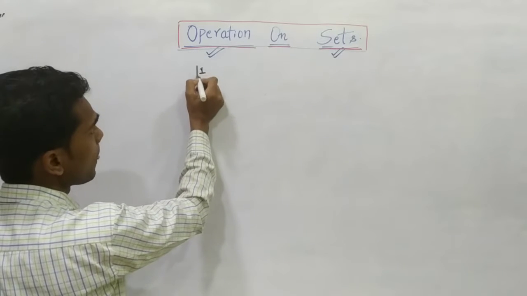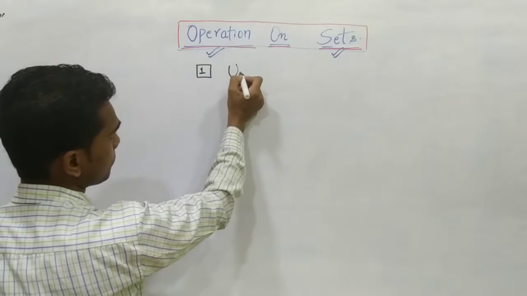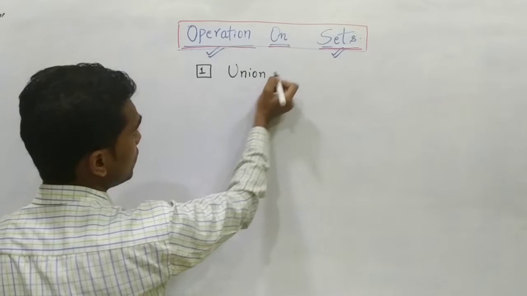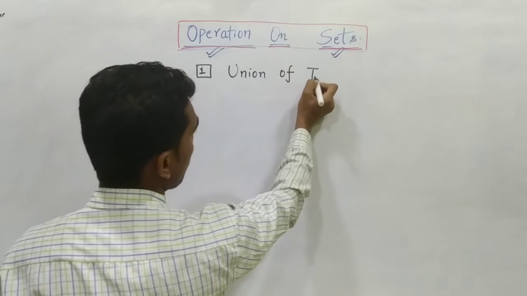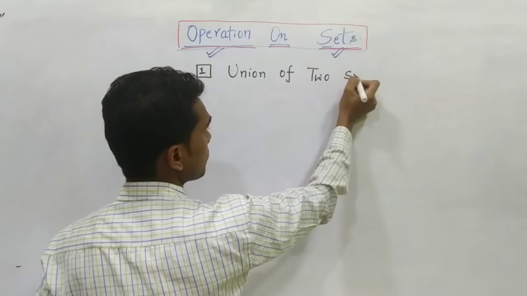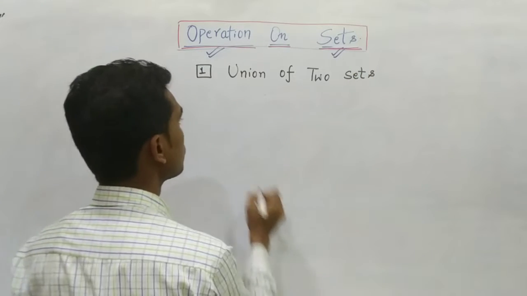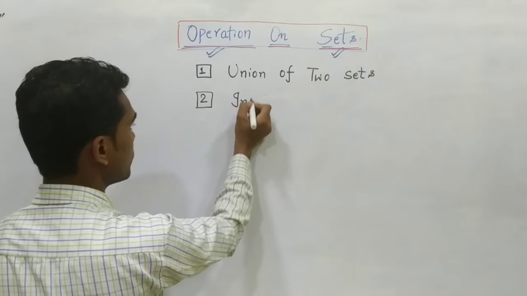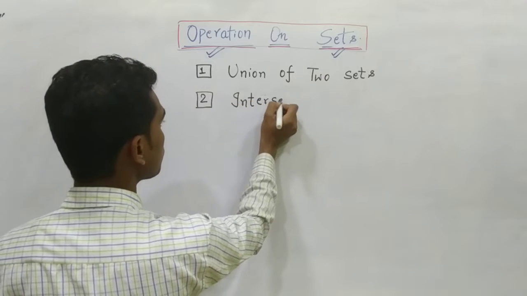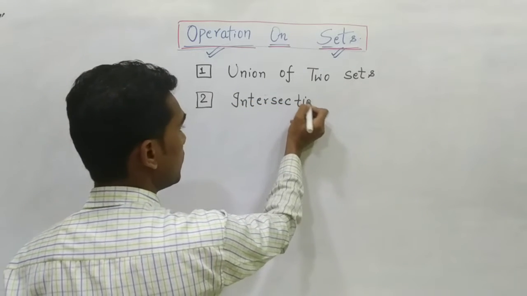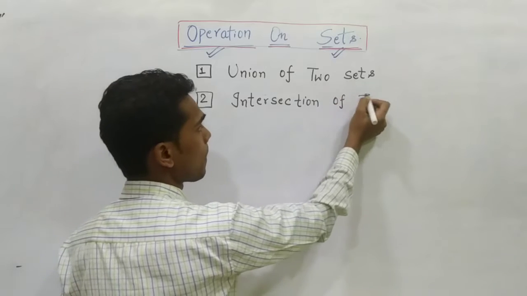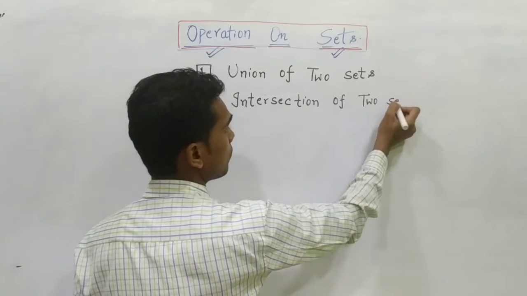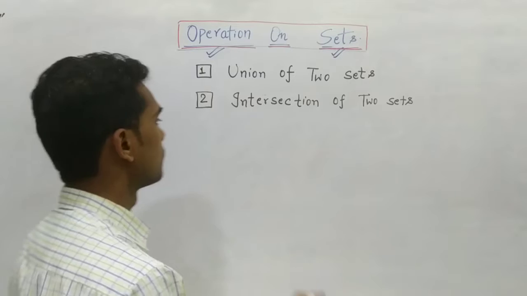Okay, let's start. We have here some types. Number 1, union of two sets. Second, intersection of two sets.